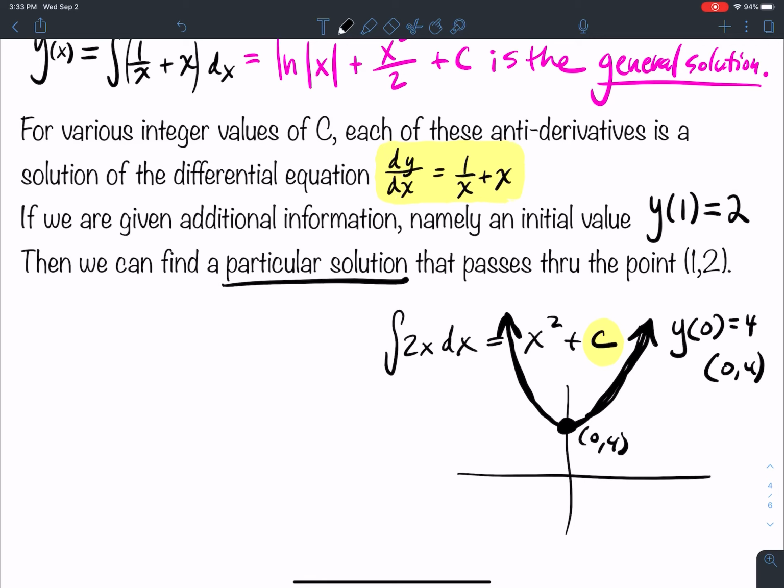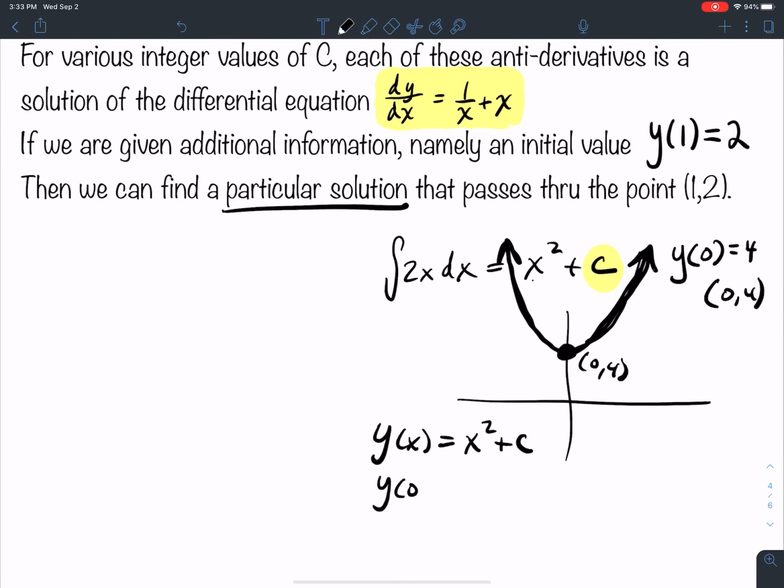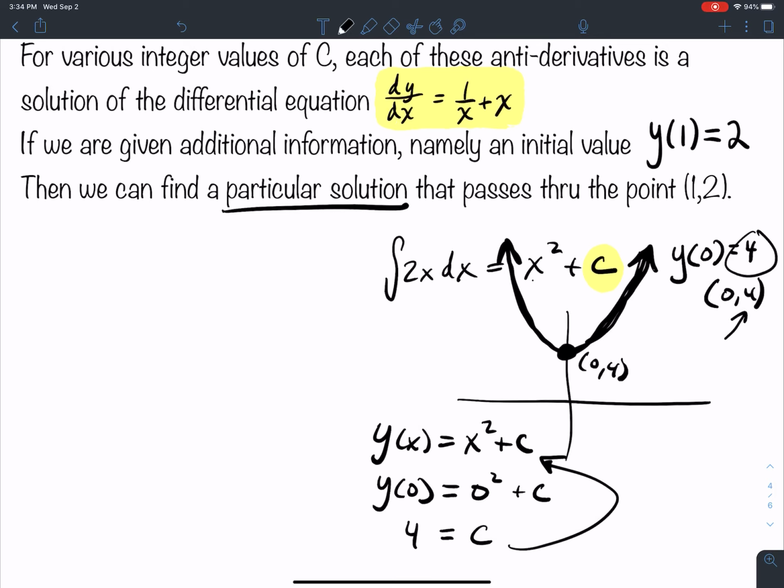And then I would plug in 0, so my y of x would equal x squared plus c. I would plug in y of 0 equals 0 squared plus c, and the output y of 0 is 4, so that tells me that 4 equals c, and so my particular solution would be y of x equals x squared plus 4. So that's the idea of what's going on there.